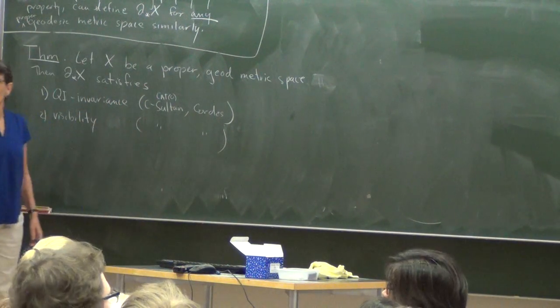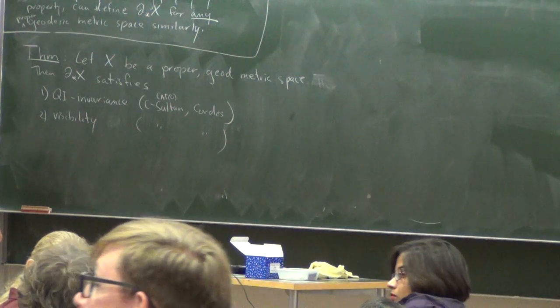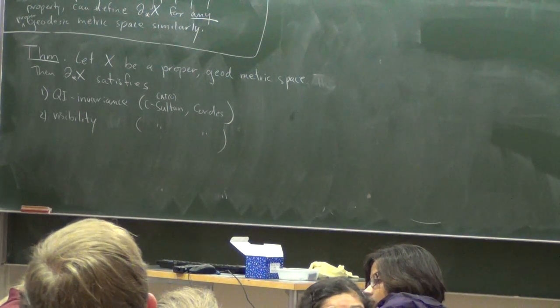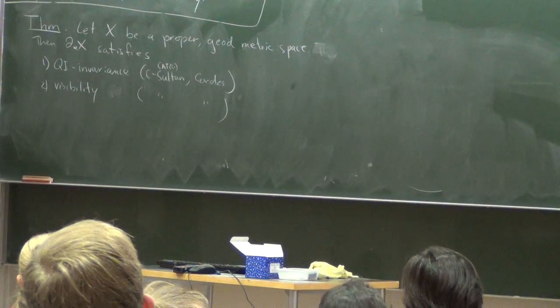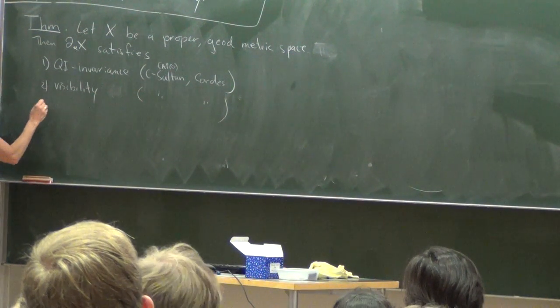And then that QI invariance works even with the subspace topology in the CAT(0) setting? No, well, right. I'll get to that. I'll get to that. Okay. All right. Come back.